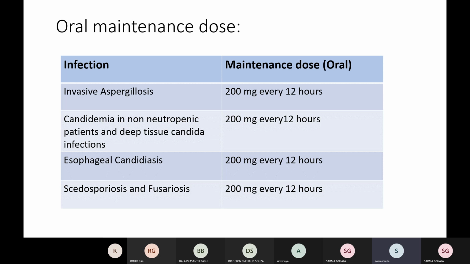For the oral maintenance dose, the maintenance dose is 200 mg every 12 hourly for all the above mentioned infections: aspergillosis, candidemia, esophageal candidiasis, as well as pseudallescheria and fusarial species.